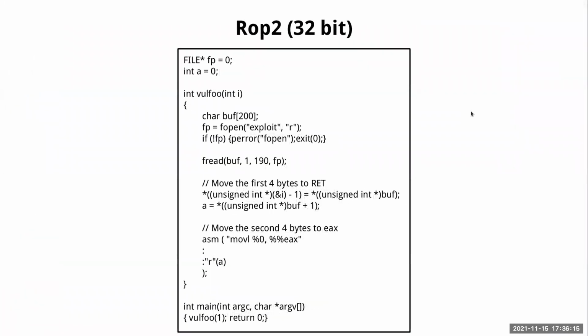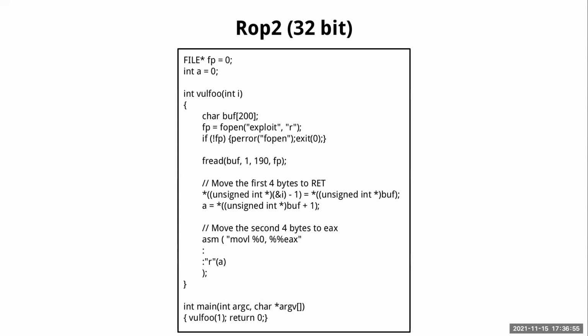Okay, this is the second example. I designed this example specifically to ask you to use a specific gadget. That's why it's a little bit weird here. We have the function foo, which takes one argument. There is a 200 bytes buffer. It also reads input from the exploit file.